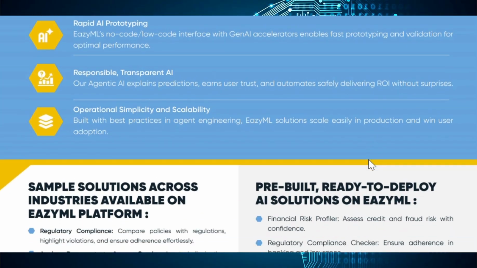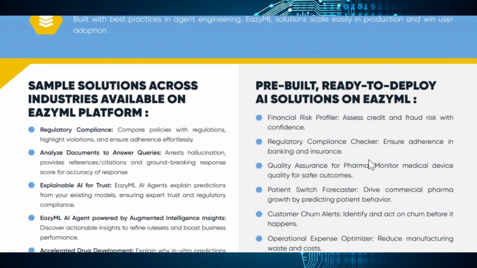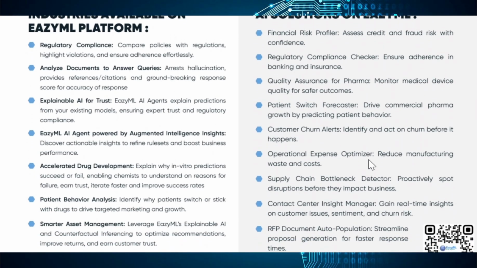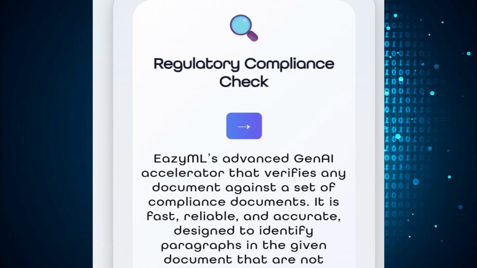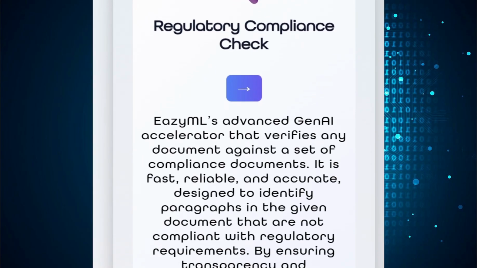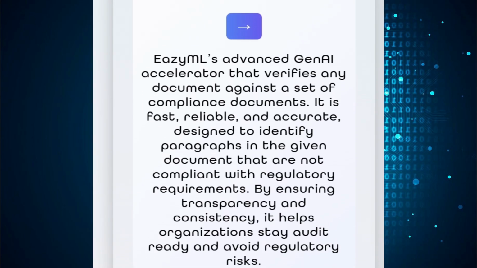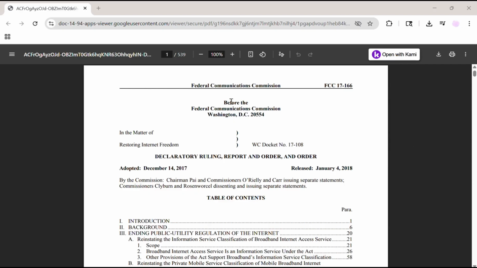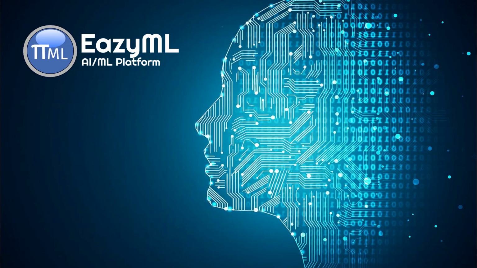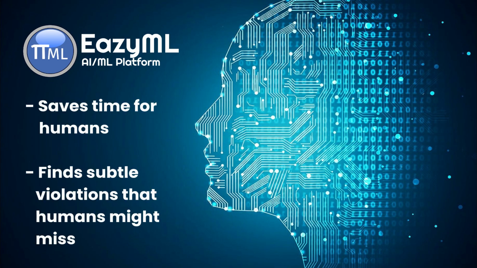EazyML's generative AI accelerators allow for the use of Gen AI in many use cases, from pharma to financial services to retail. EazyML can be used to perform regulatory compliance checks to ensure that an internal policy does not violate legal regulations. Legal regulations can be hundreds of pages long, so the use of EazyML saves huge amounts of time for humans. It can also find subtle issues that humans may not pick up on.